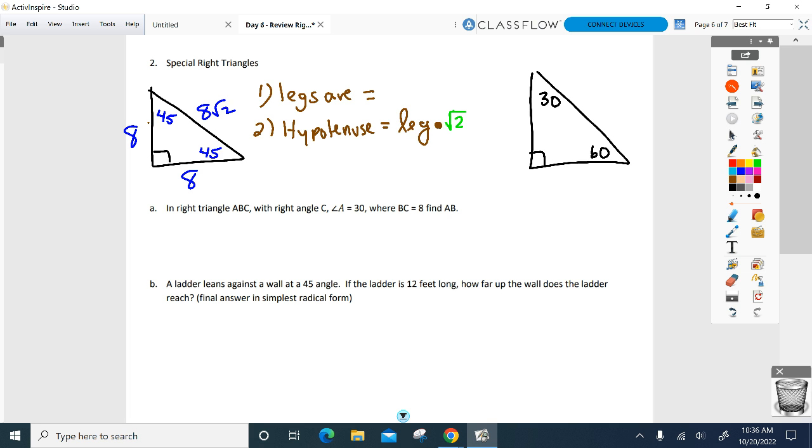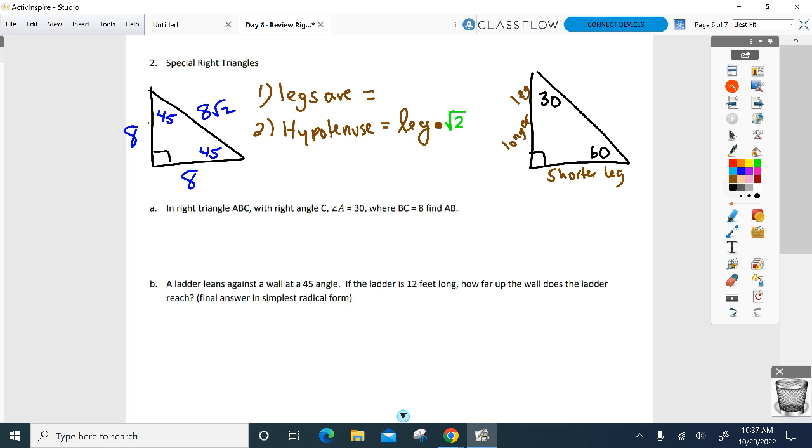How do you remember from your geometry days how you can tell which side is longer than the other? Longest side is across from the larger angle. Smallest side is across from the smallest angle in every triangle. So where's my shorter leg going to be? Across from the 30. Okay, so let's just label this shorter leg. And across from the 60 will be my longer leg. And then the other one's the hypotenuse.